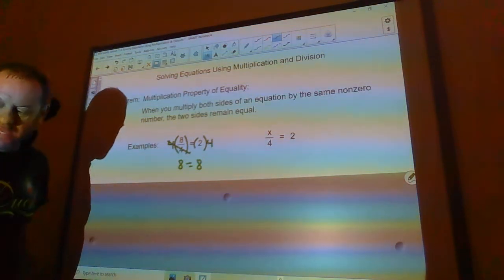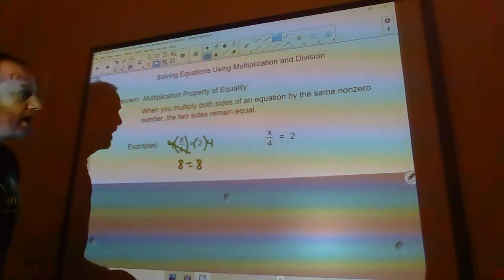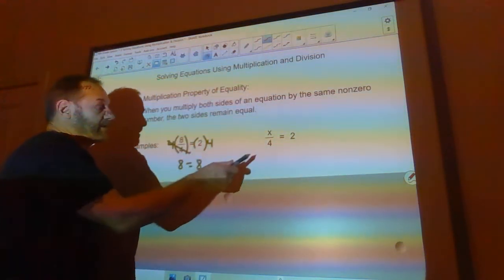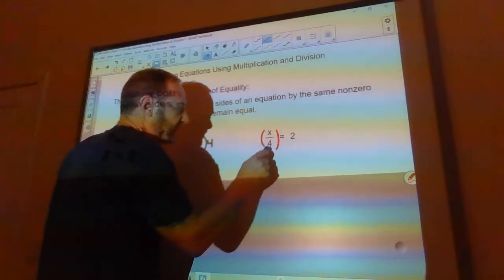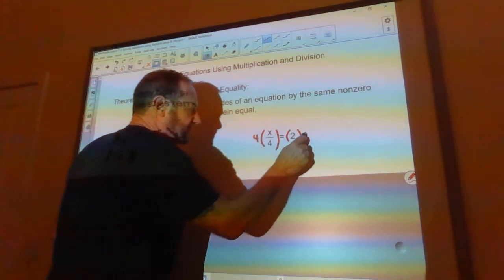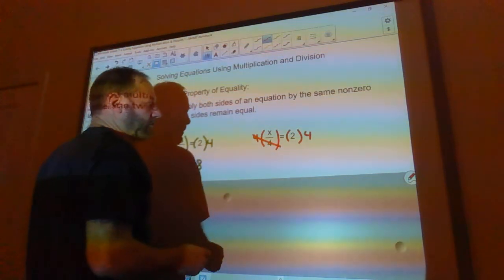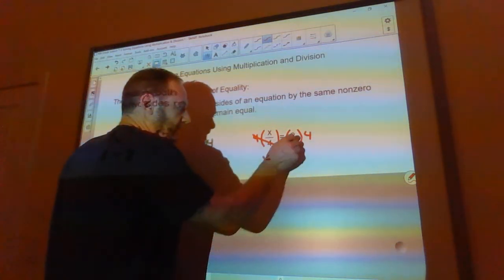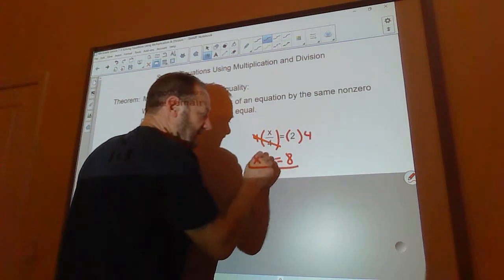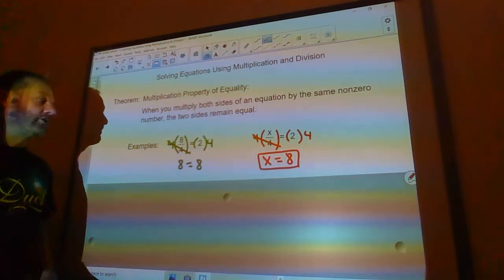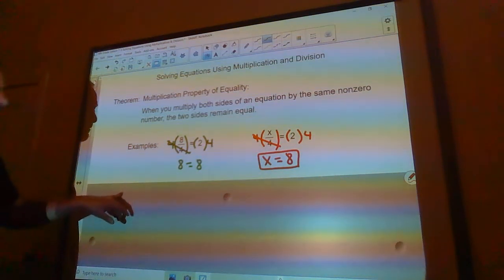So we use that for problems like this. Okay, x divided by 4 is 2, so we would solve this by multiplying both sides of the equation by 4. That makes the division go away. It leaves me with just x here, and then 2 times 4 is 8. So this one allows me to solve an equation. This one just shows that it's true.